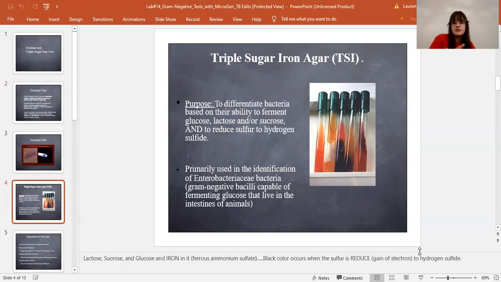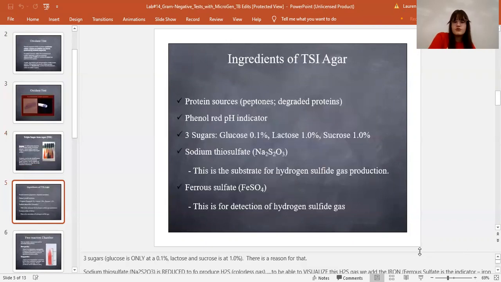Now this is used to identify Enterobacteriaceae, or their more common name, gram-negative bacilli capable of fermenting glucose. This is usually bacteria in the intestines of animals, and we are animals, right? So you'll need to know the ingredients to a T.